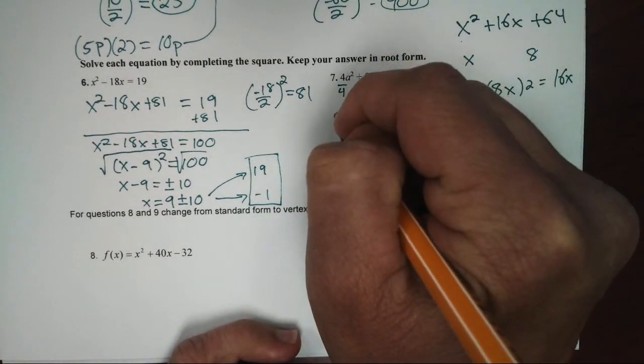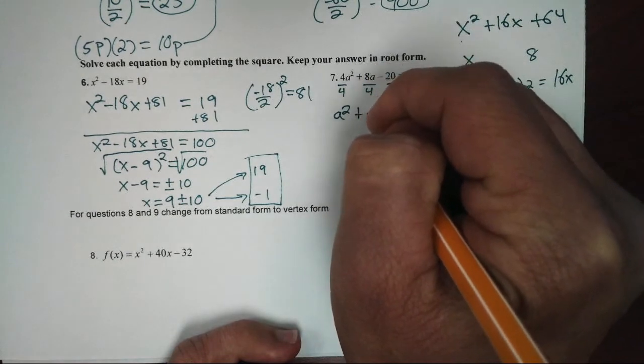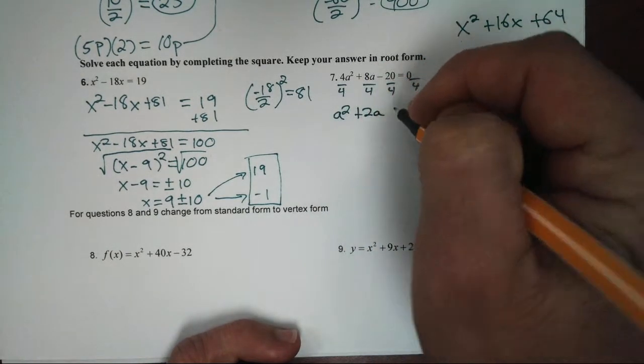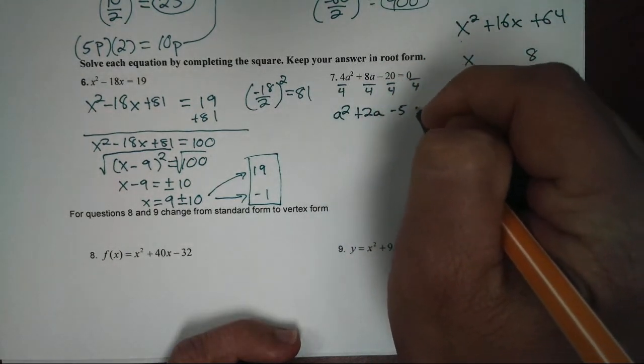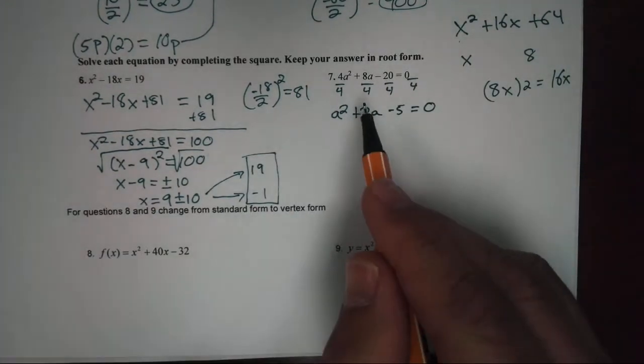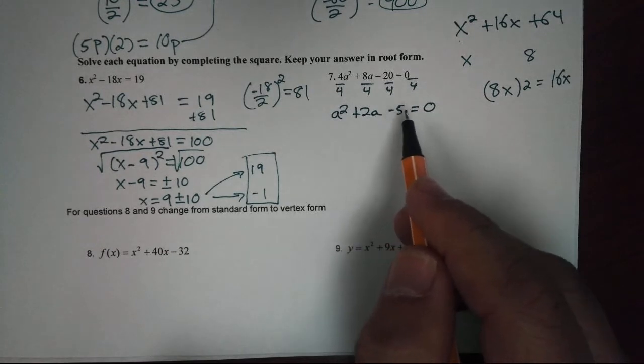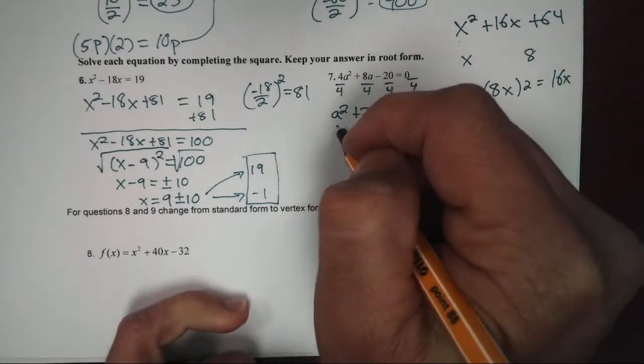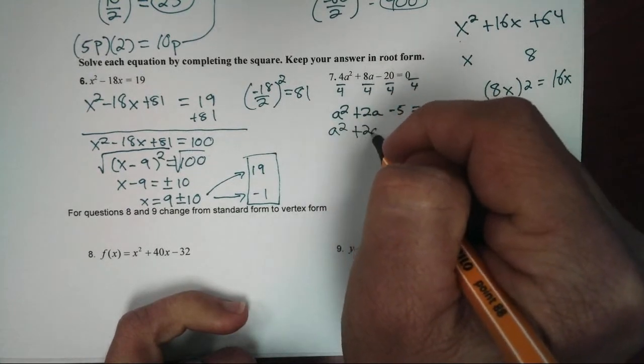So 4 divided by 4 is a squared. 8 divided by 4 is 2a. Negative 20 divided by 4 is negative 5. 0 divided by 4 is 0. Now we can complete the square, except for the problem that this guy is in our perfect square spot. So we're going to have to move him over. So we're going to have a squared plus 2a.